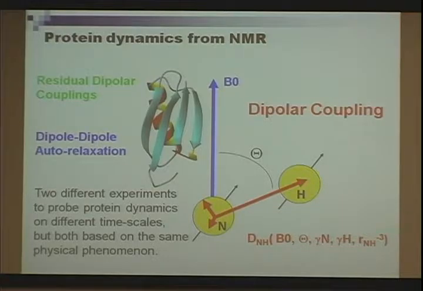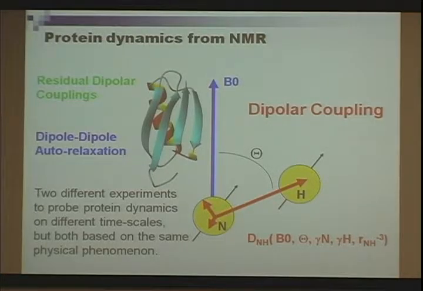And the magnitude of this dipolar coupling is dependent on a whole series of parameters. Some of them are chemical parameters, such as the gyromagnetic ratio of the two nuclei that are involved. Then you have physical parameters, such as the interatomic distance between the two nuclei. It also depends on the strength of the external magnetic field vector, and also on the angle subtended between the NH bond vector and the external magnetic field.